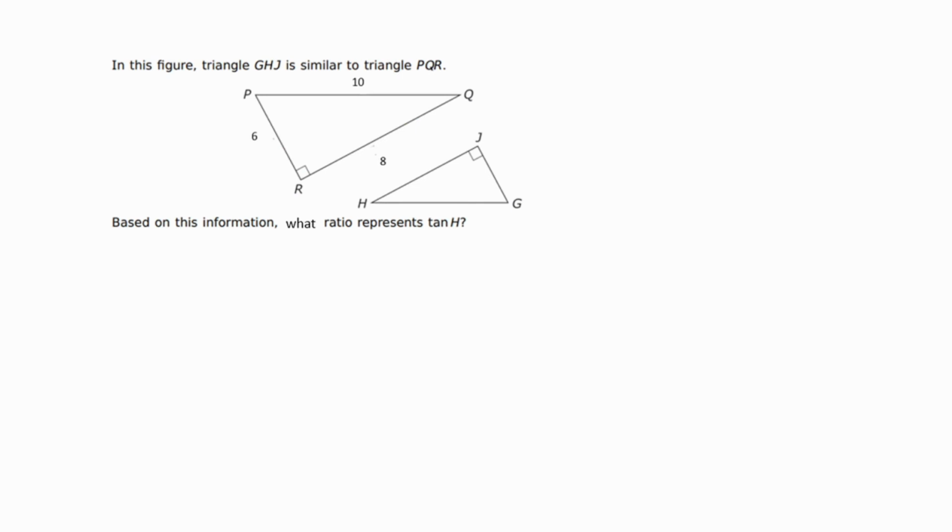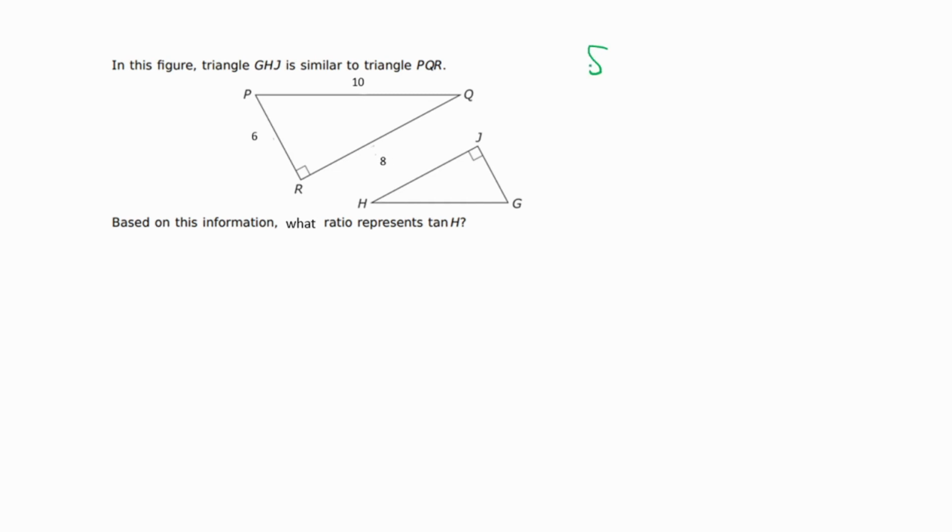Next up, it says in this figure, triangle GHJ is similar to triangle PQR. Awesome. If they're similar, it means we could set up ratios, or we could say, hey, their angles are equal, right? This is based on this information. What ratio represents the tangent of H?